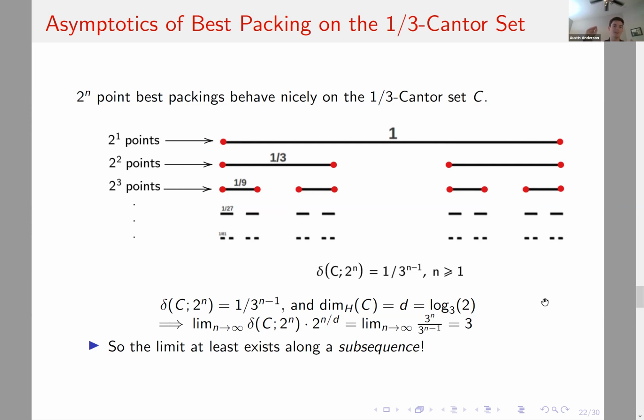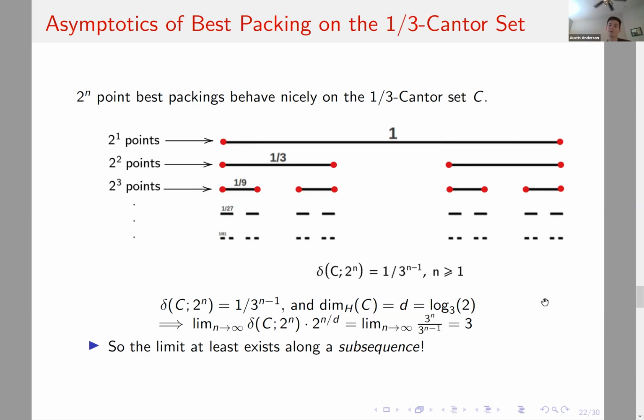Now, the reason that the sequence of 2 to the n points works out so well is it's this maximal indexed best packing configuration. So what we see is that with 2 to the 1 points, we can put the 2 points on the extremal ends of the Cantor set, 0 and 1. And when we increase the exponent by 1, the result on the best packings is that we just scale and translate these into the leaves of the Cantor set. So we end up with a configuration of 4 points, of course, at 0, 1/3, 2/3, and 1. And the best packing continues in this way, where you scale and translate into smaller and smaller leaves, taking on a factor of 1/3 at each increase in the exponent.